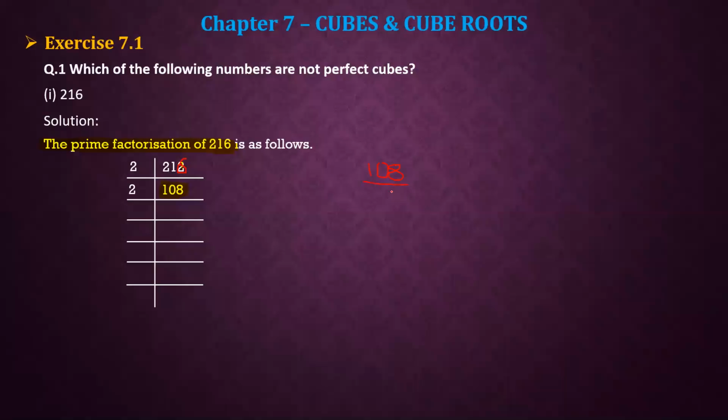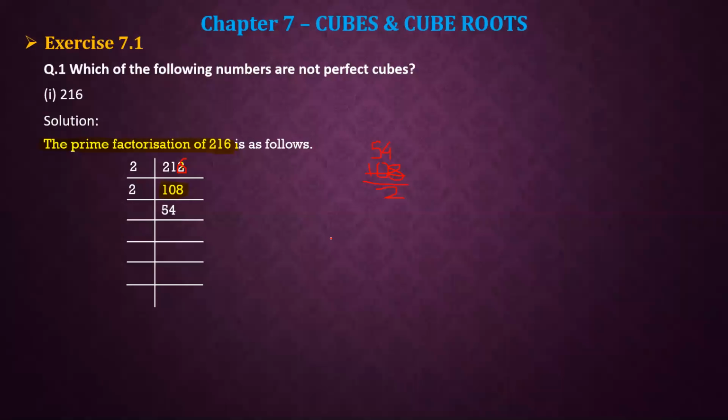108 divided by 2. So you know that 2 5s are 10 and 2 4s are 8. So that means the division is 54. That means the next number is now 54.